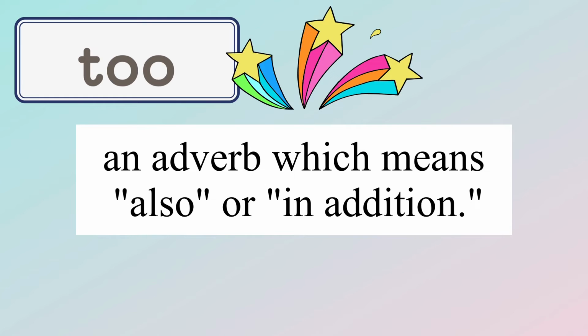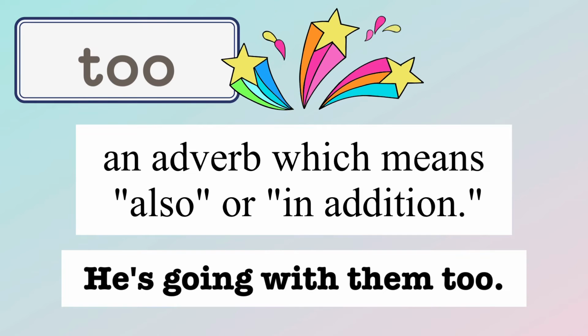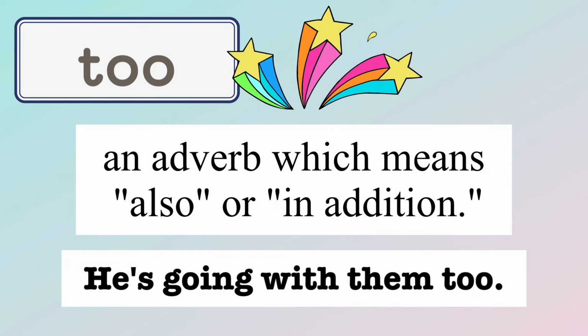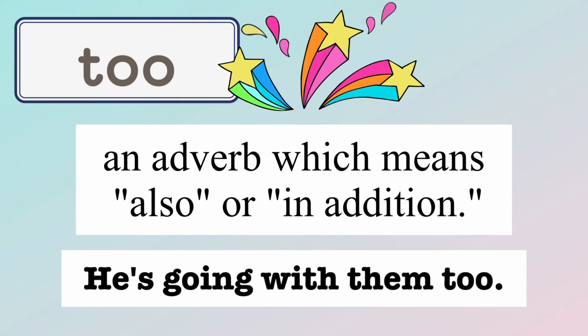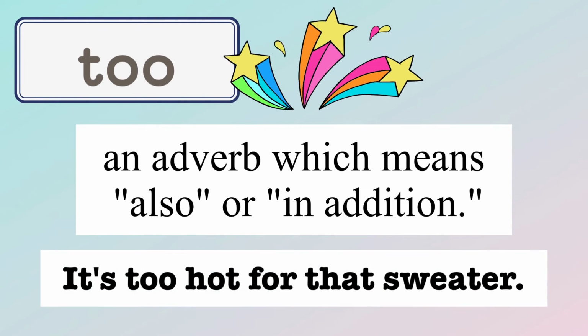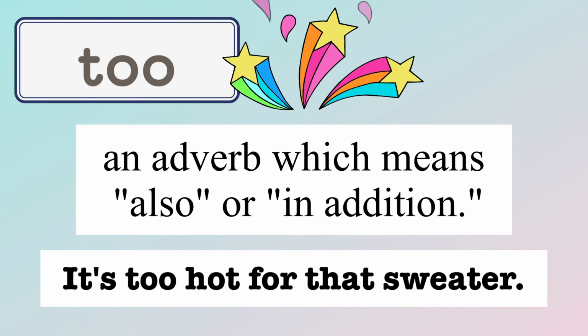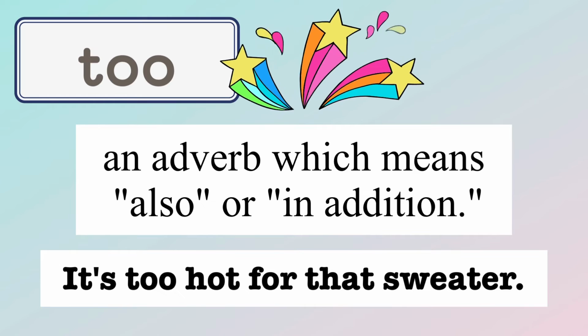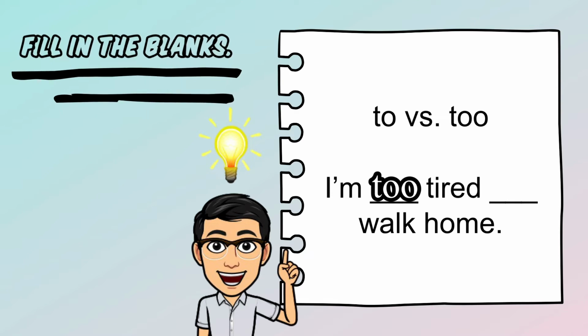Too with two O's as in T-O-O. It is an adverb which means also or in addition. Example sentence, he's going with them too, or I love you too. Another example sentence, it's too hot for that sweater. So in this sentence, too expresses excessive degree. Let's go back to the example sentence earlier. I'm too tired to walk home.